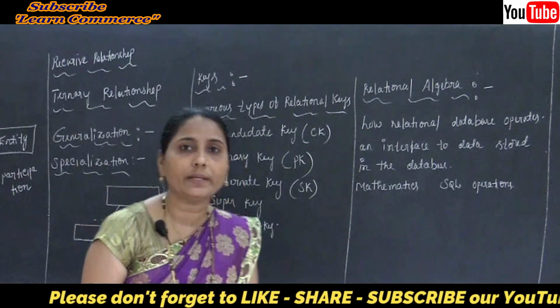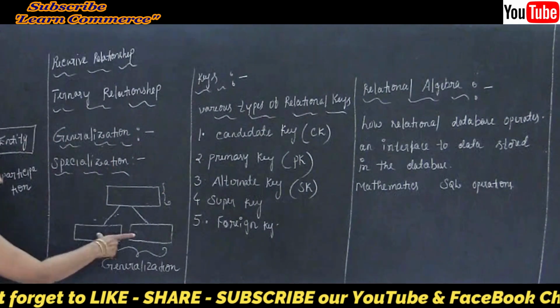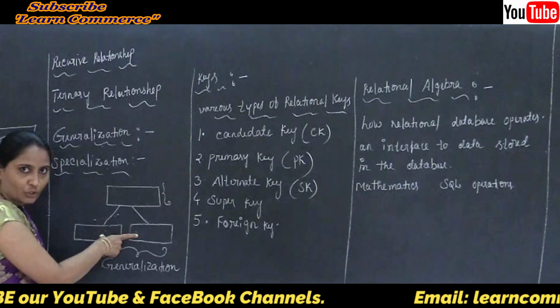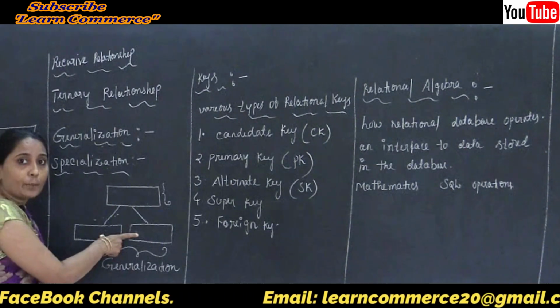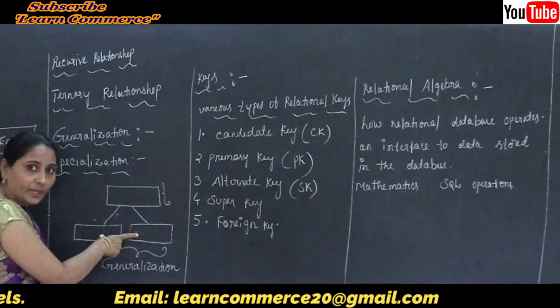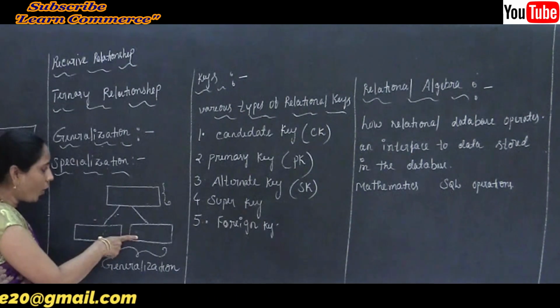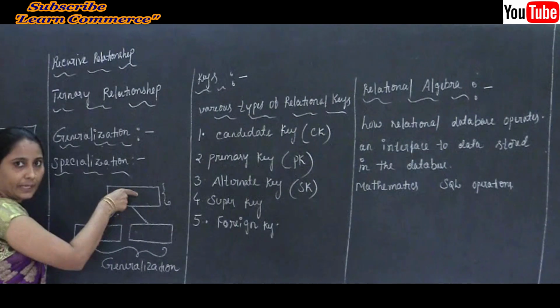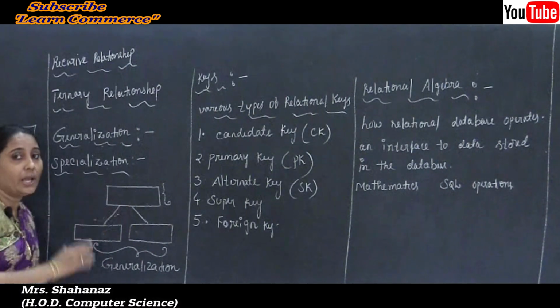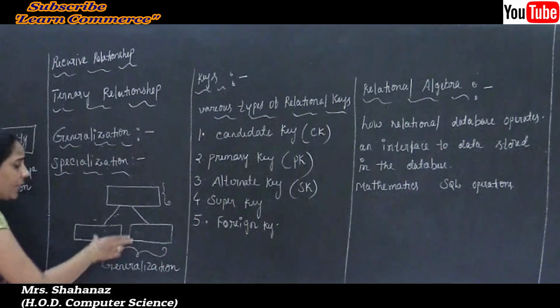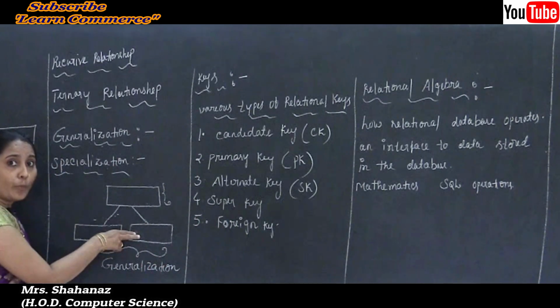Now what do you mean by generalization? Generalization is a bottom up approach. Is this point clear? It is a bottom up approach in which two lower level entities can be combined to form one higher level entity, and this is called generalization. Is the meaning of generalization clear? Generalization is a bottom up approach.